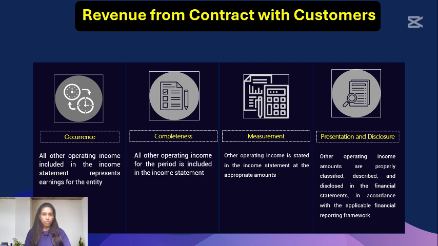The third assertion is measurement, which means other operating income such as interest income and dividend income is recorded under other income in the statement of comprehensive income. Another assertion is presentation and disclosure. That means other income amounts are classified in the financial statements and disclosed under the notes to the financial statements. Audit assertions are needed to meet the audit objectives. Next, Francesca will explain primary substantive procedures applicable for cost of sales.